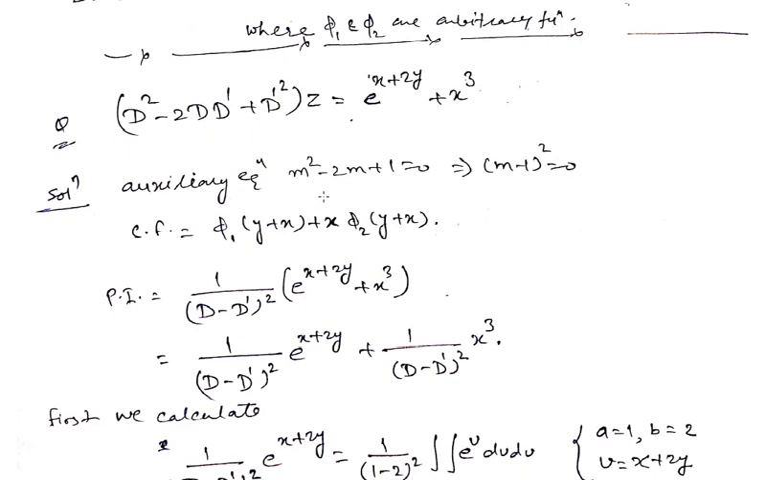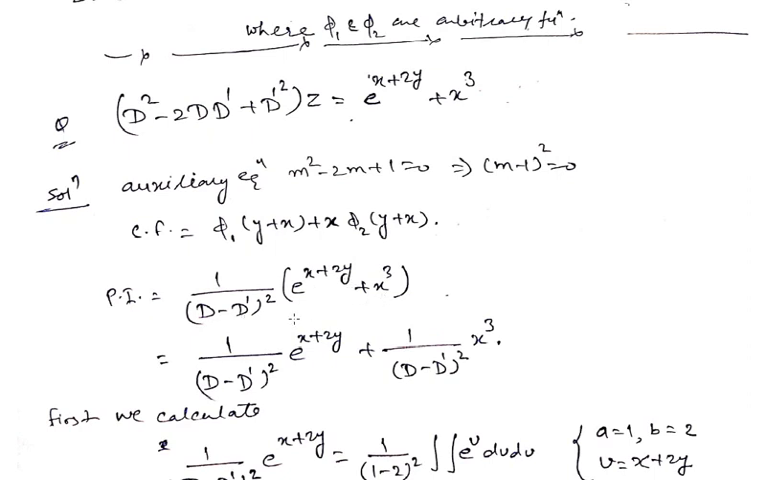First, the auxiliary equation is m square minus 2m plus 1. It gives us m minus 1 whole square equal to 0. m is equal to plus 1 and plus 1. So CF is equal to phi 1 y plus x plus phi 2 y plus x. And the particular integral is 1 upon d minus d prime square of exponential x plus 2y plus x cube.